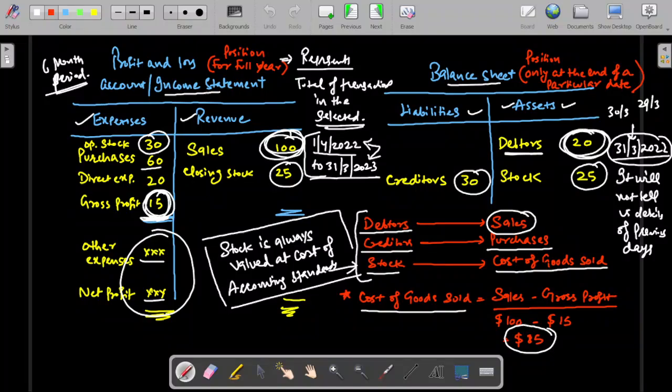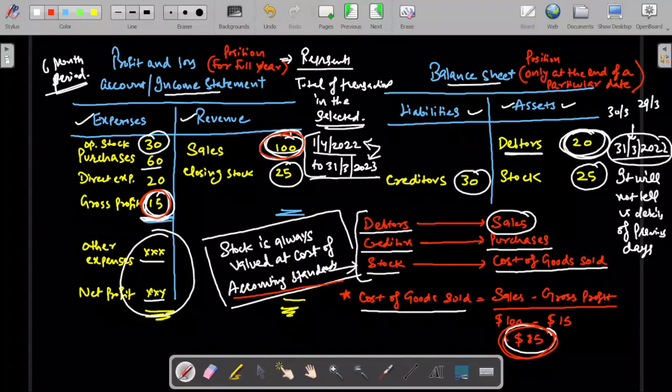So how do we calculate cost of goods sold? Cost of goods sold is simply sales minus gross profit. In our case, $100 sale is there, minus gross profit of $15, so $85 is the cost of goods sold in our example. Stocks are always linked with cost of goods sold because of the accounting standards that we follow. It is logically correct as well, but I am not discussing accounting here, I'm discussing banking. So I am not getting into why we pick up cost of goods sold here.